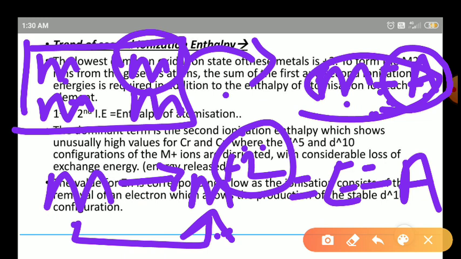It means that the energy required for the enthalpy of atomization of the respective atoms is the same energy required for the first and second ionization enthalpy. Whatever energy is required for the enthalpy of atomization is equal to the first and second ionization energy, the removal of two electrons from the metal atom.